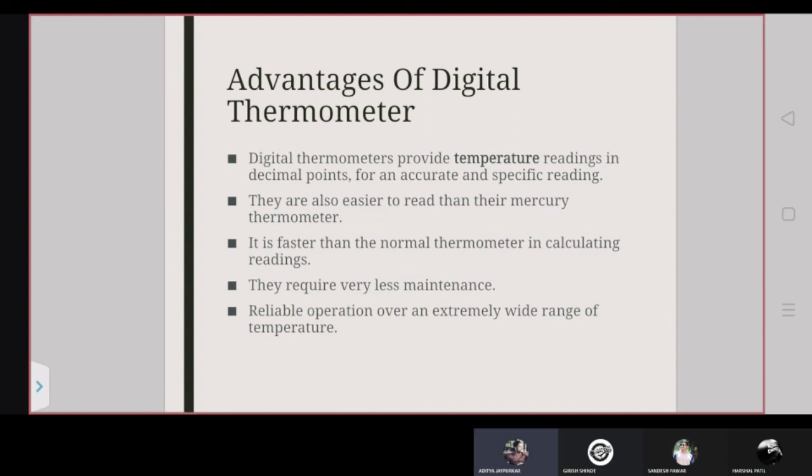Advantages of digital thermometer. Digital thermometers provide temperature readings in decimal points for an accurate and specific reading. They are also easier to read than mercury thermometers. It is faster than the normal thermometer in calculating readings. They require very little maintenance and offer reliable operation over an extremely wide range of temperature. Next slide, please.